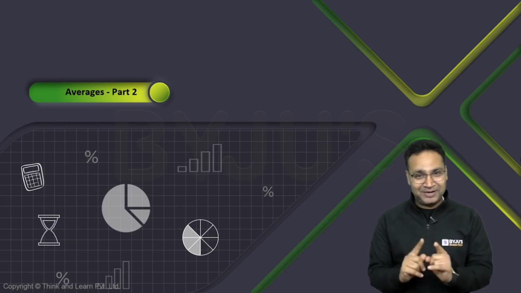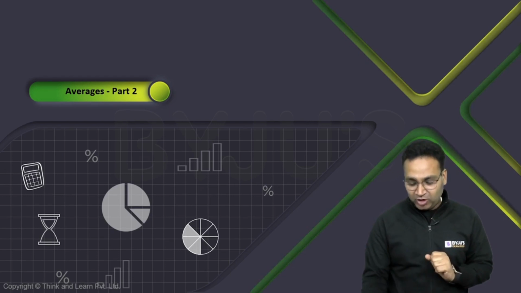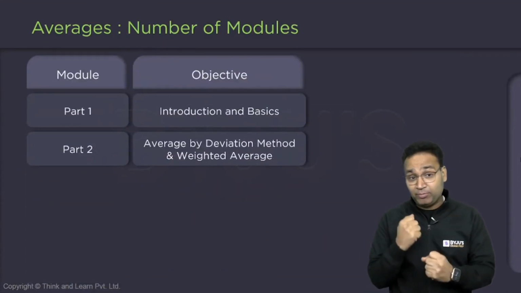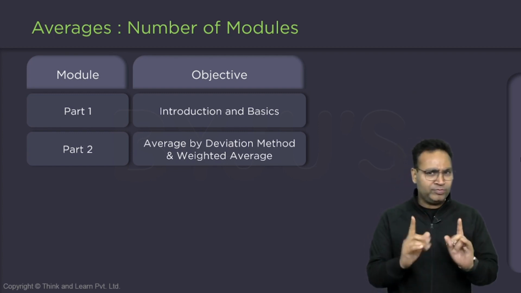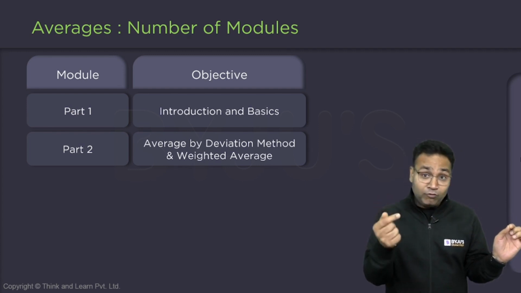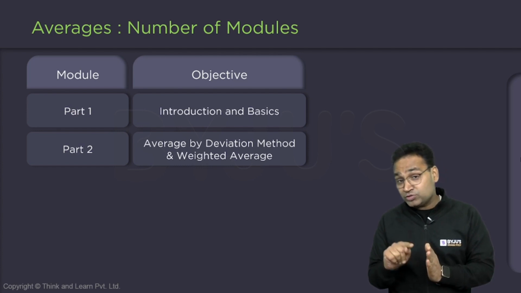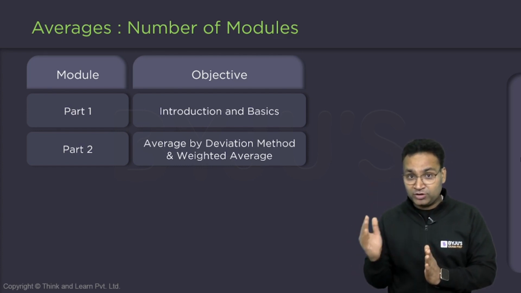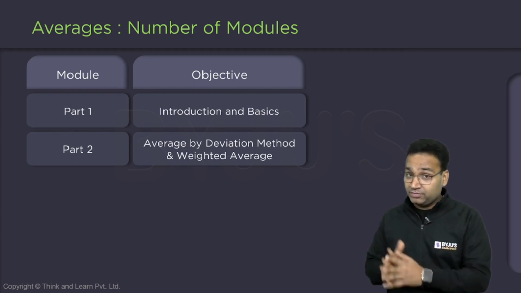This is average part 2. You must be remembering in part 1, we talked about the basics, the introduction, the importance of averages. But in today's part, we will be talking about two important things. One, what is this deviation method and how to use it? How would it reduce my effort of calculation? And also the weighted average, which is another very important part of averages and very useful for profit and loss, for time and work, in time, speed, distance, and many other arithmetic parts.